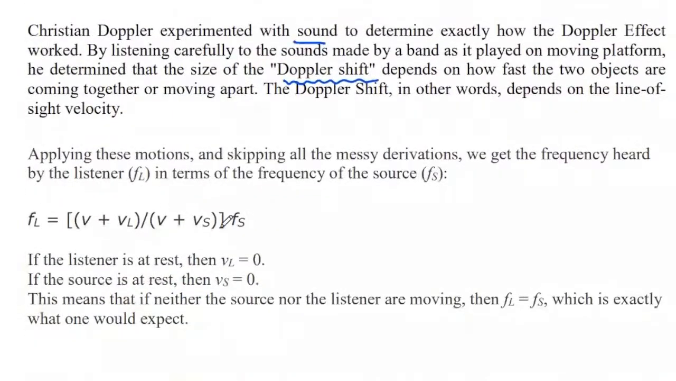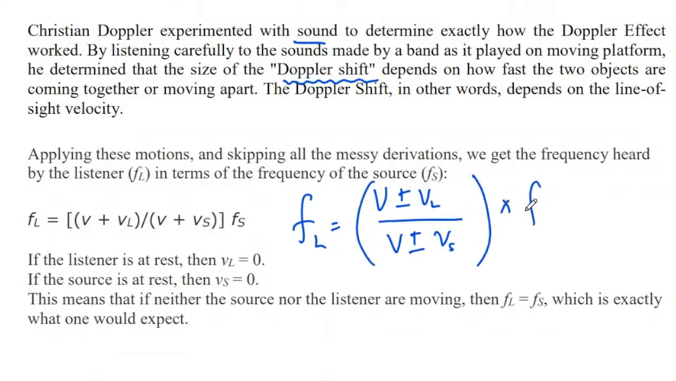This is the formula that we normally use, whereby we talk about the velocity of the listener. The frequency of the listener should be equal to v plus or minus the velocity of the listener, over v plus or minus the velocity of the source, multiplied by the frequency of the source. If the listener is at rest, then vL is going to be 0. And if the source is at rest, then the velocity of the source vS is going to be 0.